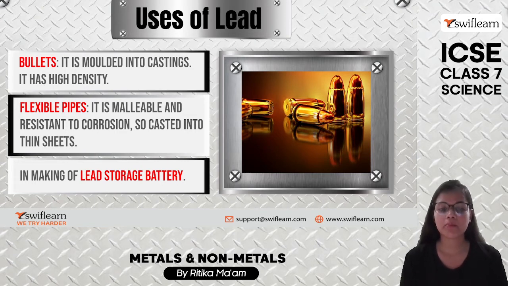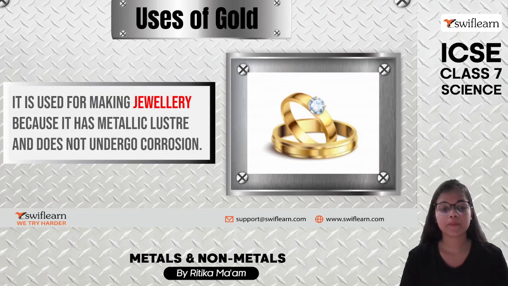Next is flexible pipe. So it is malleable, okay, so we can beat lead into thin sheets and it is also resistant to corrosion, so we can make the flexible pipes. Next is in the making of lead storage battery.